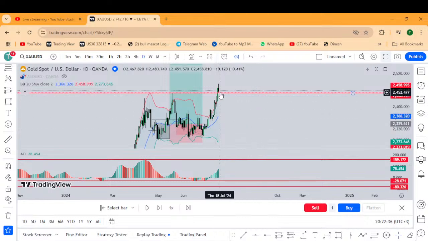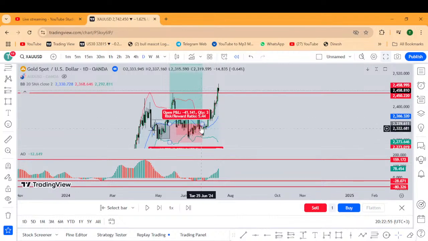Because if you rush, you'll become liquidity, which is what Praise has always told the students. So to avoid being liquidated, it is very important to identify a major key level. In this case, we have this key level here.